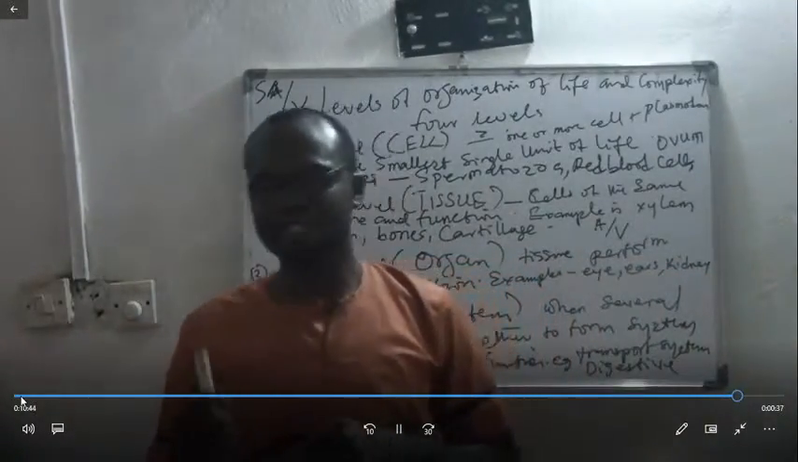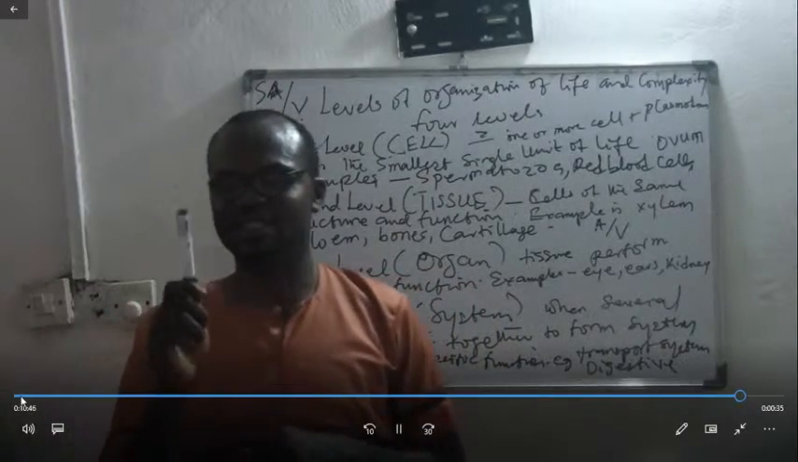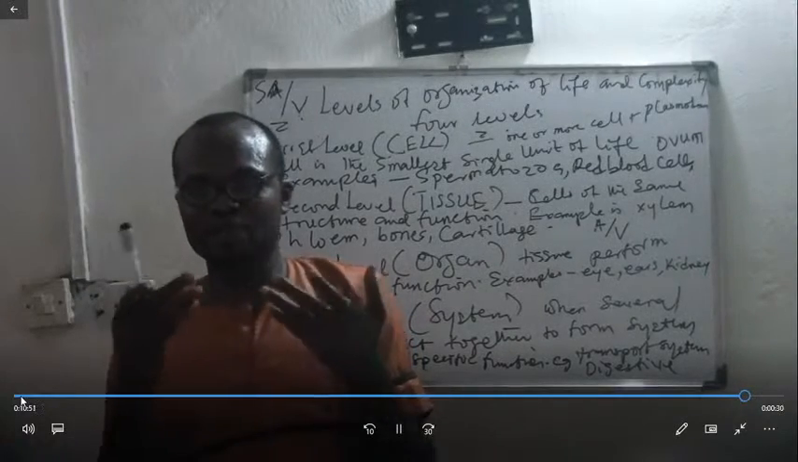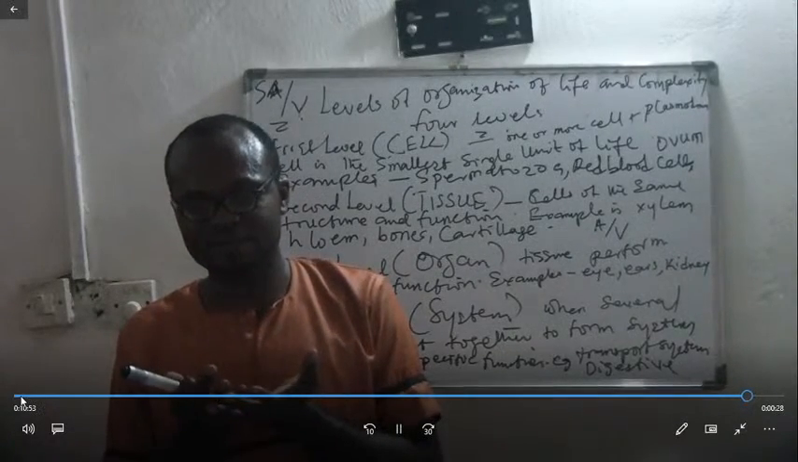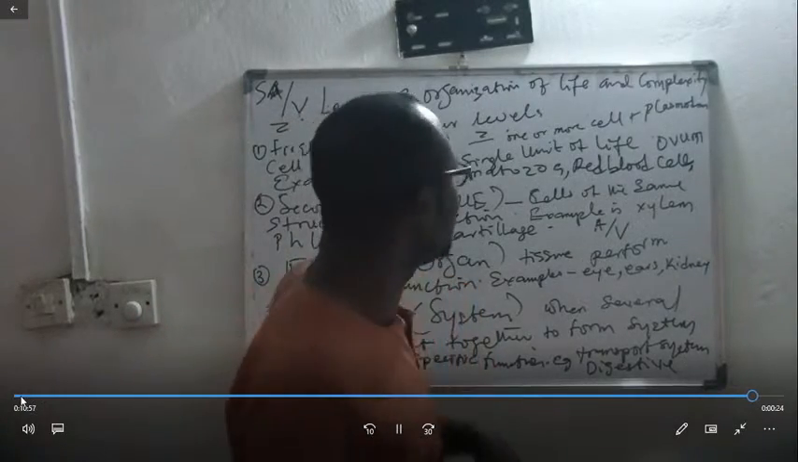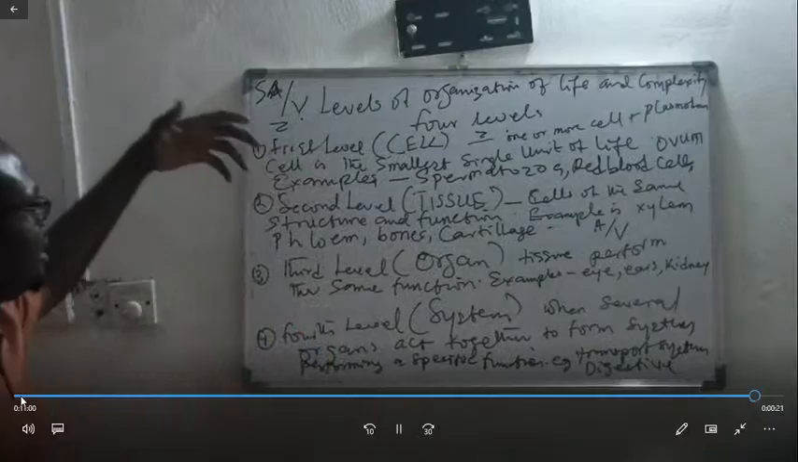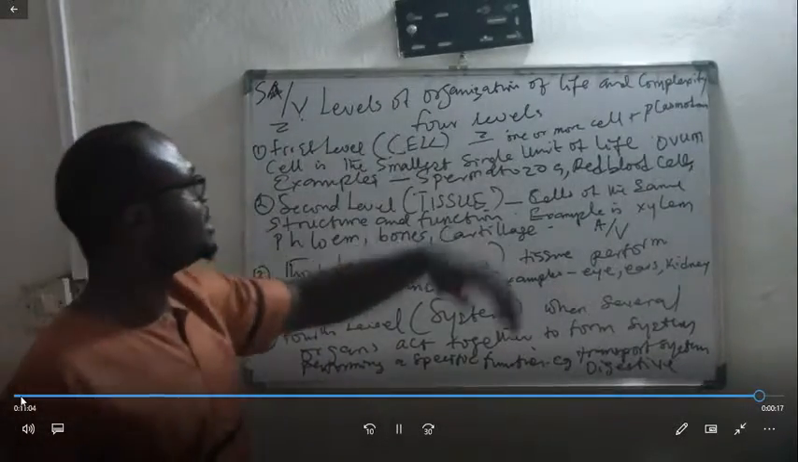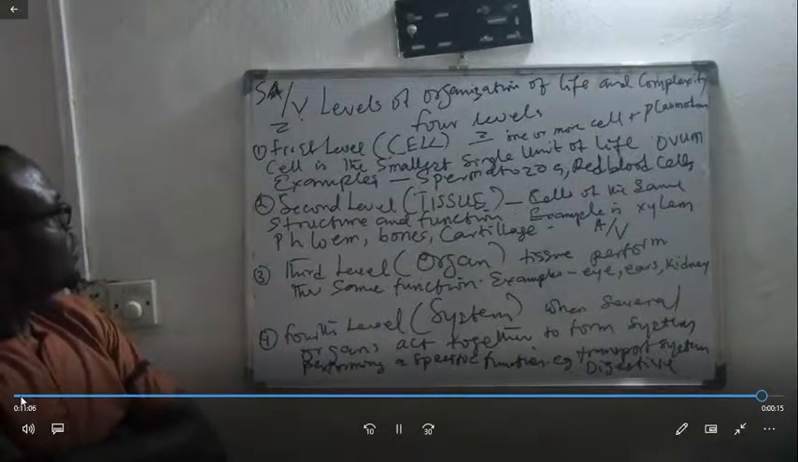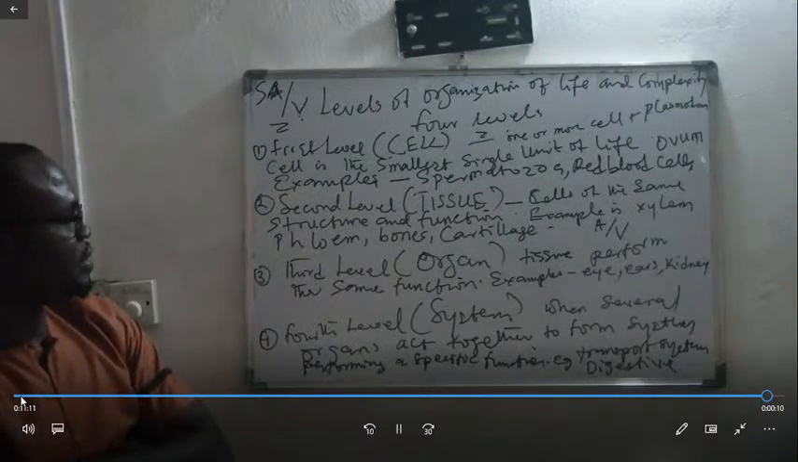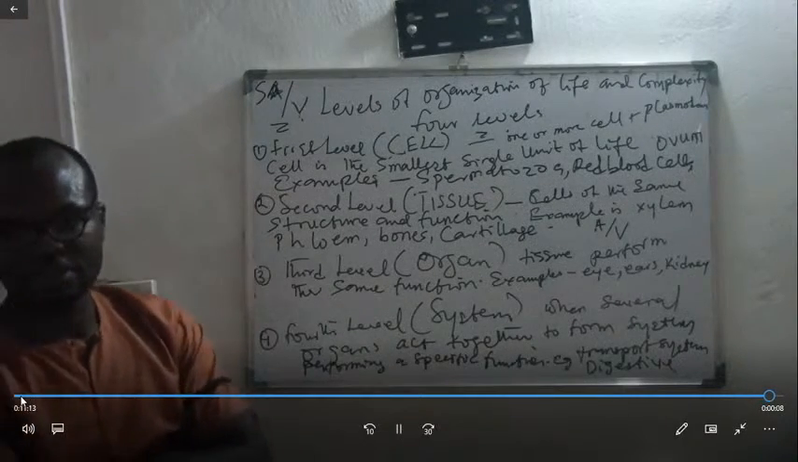The sperm cell is still a cell. It's very small. But when it meets with the ovum, it forms the fetus. At the level of the fetus, it's no longer at the level of a cell because it has metamorphosed into greater cell organization. So the four levels of life organization are the cell, tissue, organ, and system. Is that clear? So please carry on.